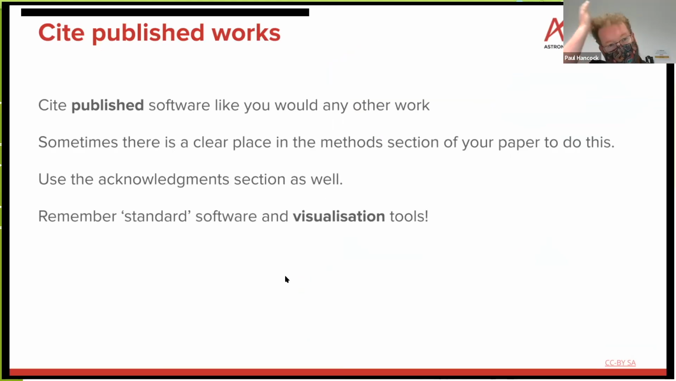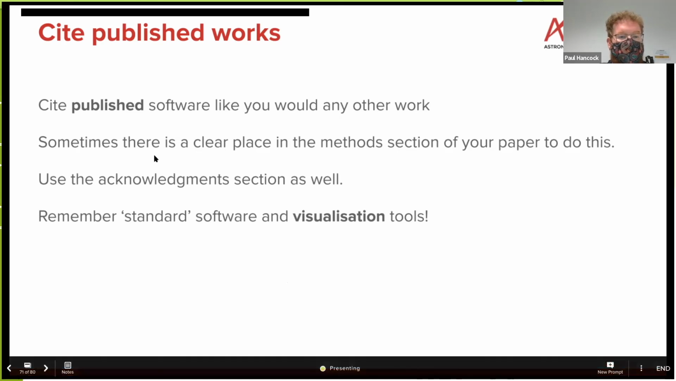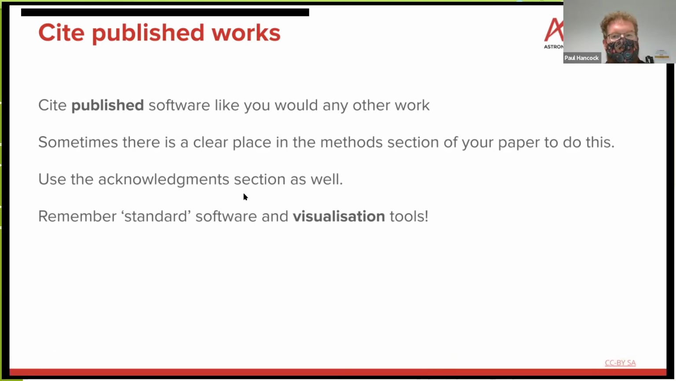Obviously, published software is easier to cite than anything else. And yeah, the acknowledgement section is a great place to bundle all of the software citations that you want to add in that didn't really naturally fall into the rest of the paper.